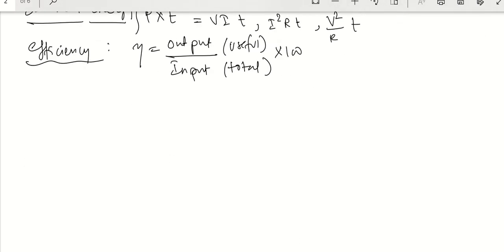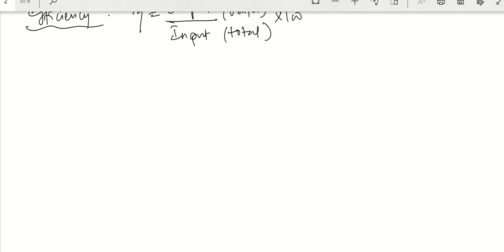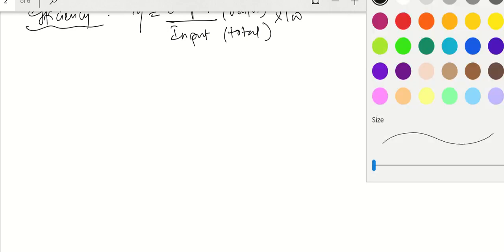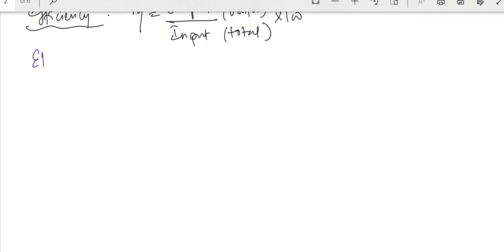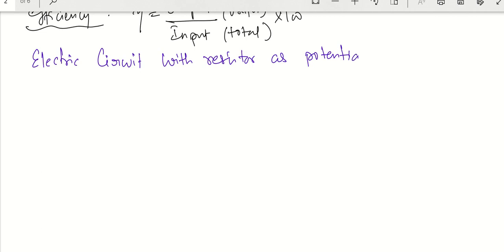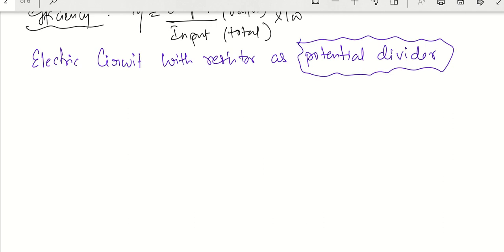Now this is one part of this topic. We have to now go inside the electric circuit. So I'm going to go further inside this circuit. Now we have different types of resistor. Before I get inside the resistor, you have to understand the electric circuit with resistor as potential divider. So potential divider is basically important for you here in the syllabus. So I'm going to discuss that now.